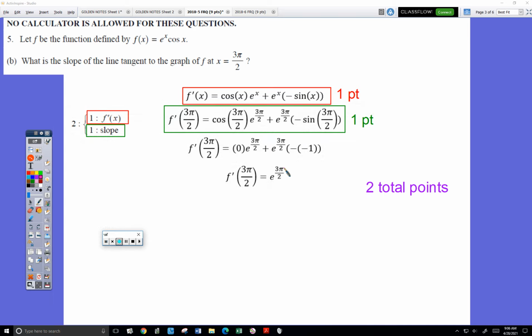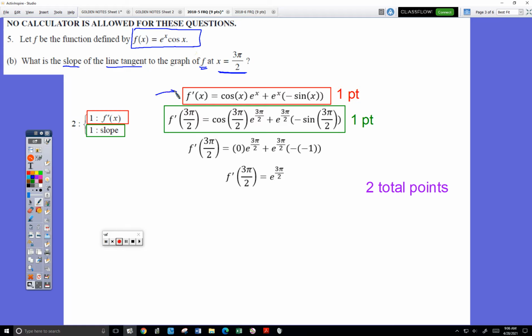5b. What is the slope, not equation, read slow and careful. What is the slope of the line tangent to f at this spot? To find the slope of the line tangent to f, you simply need to find the derivative of f.